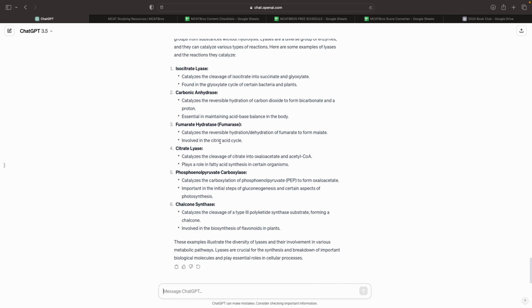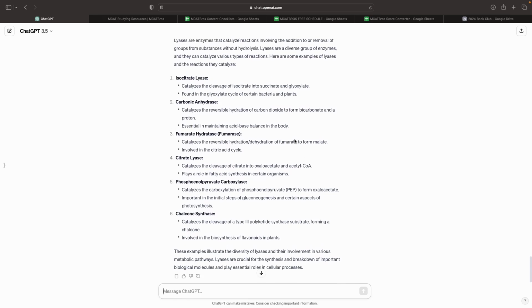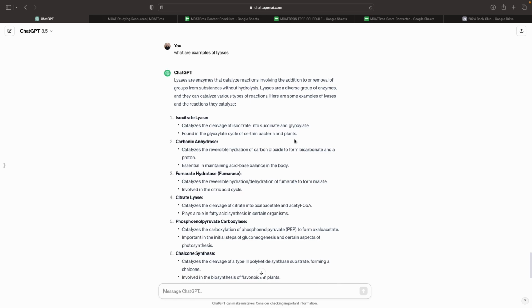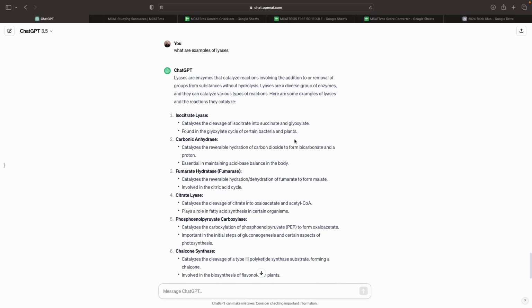Fumarase in the citric acid cycle catalyzes the reversible hydration and dehydration of fumarate to form malate. So they do this removal and addition of groups from substances without hydrolysis.